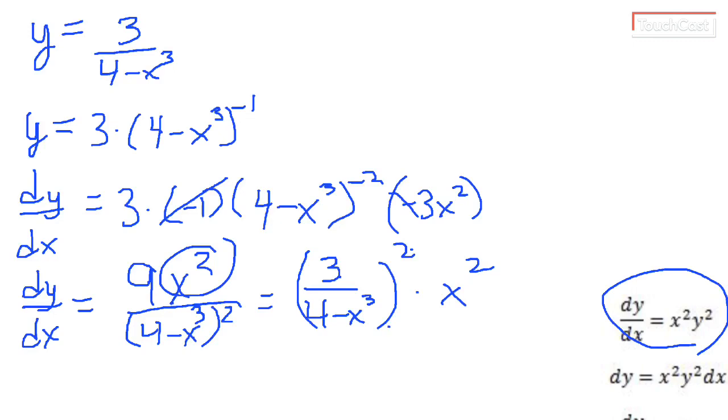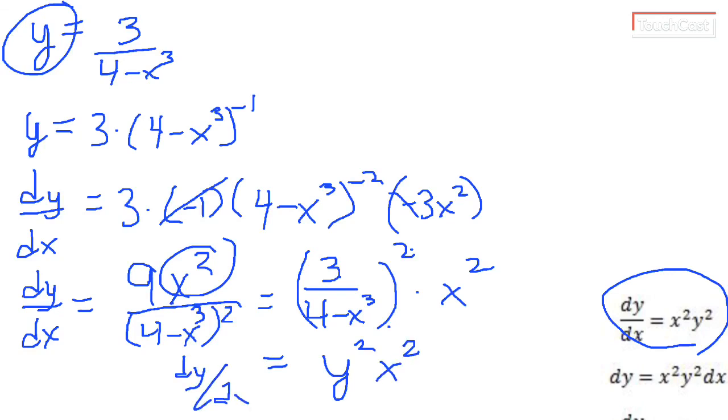So check this out. Remember that 3 over 4 minus x cubed was y? So that's y squared x squared. And I just proved that dy/dx is equal to x squared y squared, which was my original differential equation. That confirms for me, if I take that together with the fact that I already checked that (1, 1) is an ordered pair on this function, that confirms for me 100% that this is the correct solution to my differential equation.